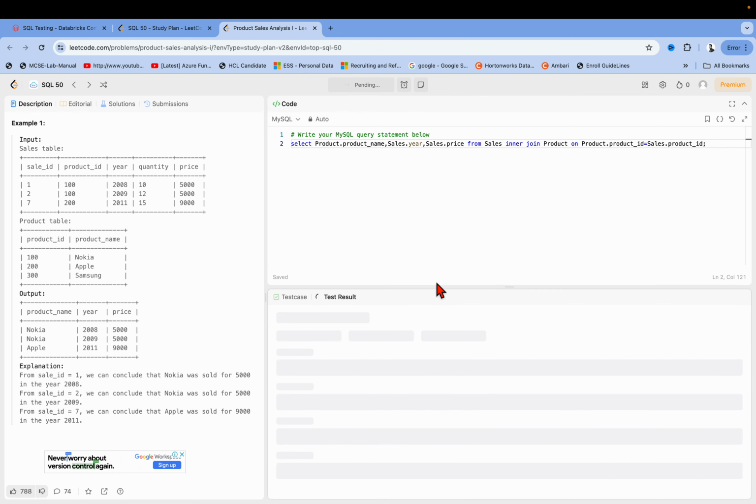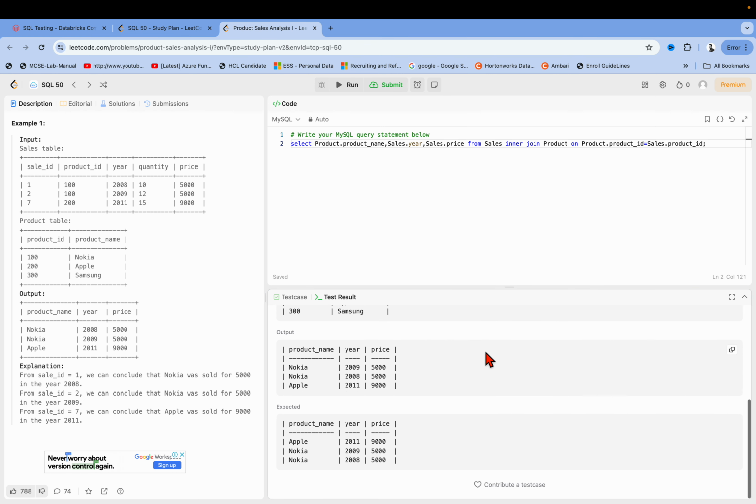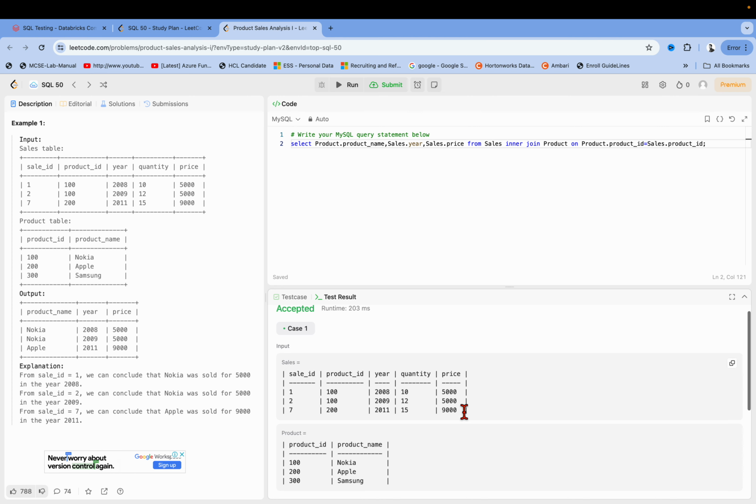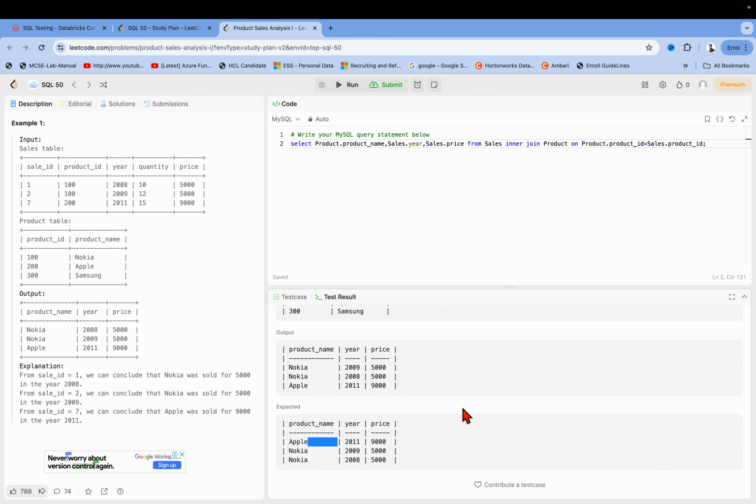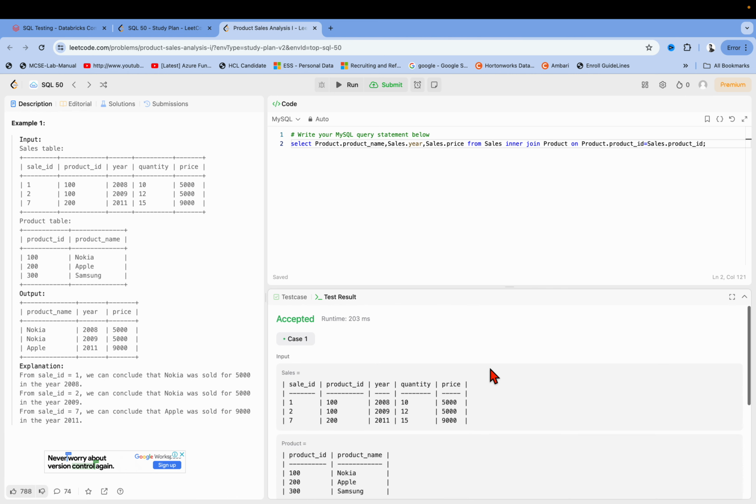It should be the right answer. Yeah, it's product name and product name. Expected is that, and this is the expected. Okay, so here is something like they have done the ascending order. Anyway, this is accepted. Thank you.